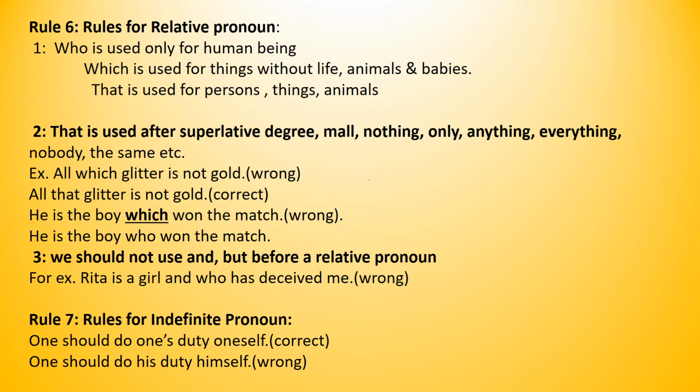Next rule, we should not use and or but before a relative pronoun. For example, Rita is a girl and who has deceived me. This is a wrong sentence. The correct one is Rita is a girl who has deceived me. Now rules for indefinite pronouns. One should do one's duty oneself. This is correct, while if we say one should do his duty himself, it is a wrong sentence. In many competitive examinations, such questions are very commonly asked.